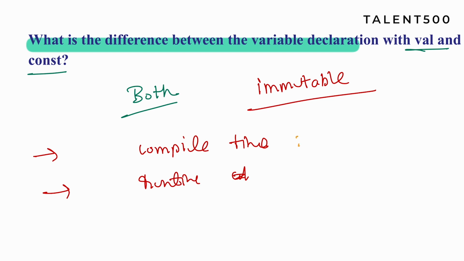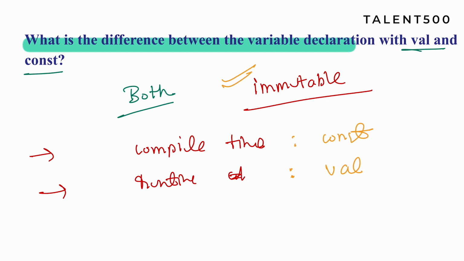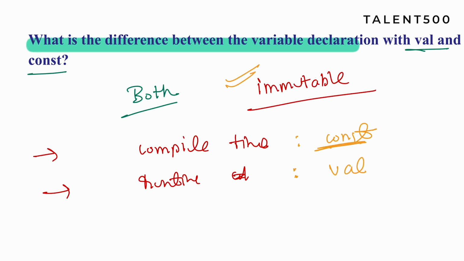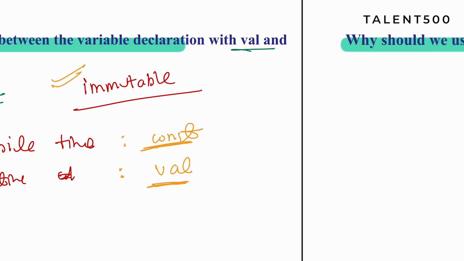For const, if you are creating a variable with the const keyword, the value must be known at compile time. In the case of the val keyword, both are immutable, which is a very obvious and common thing, but the difference is that in the case of const, the value must be known at compile time, whereas in the case of val, the value can be assigned at runtime also.